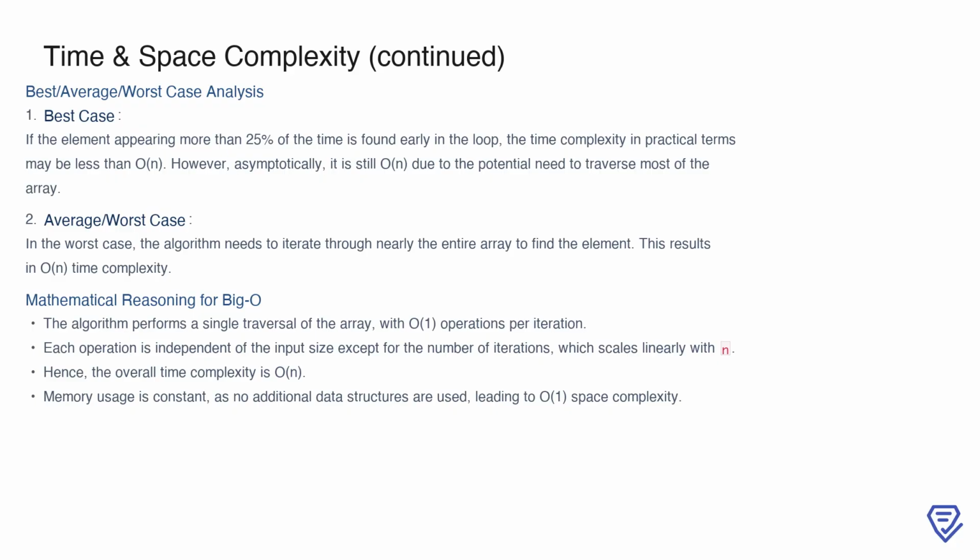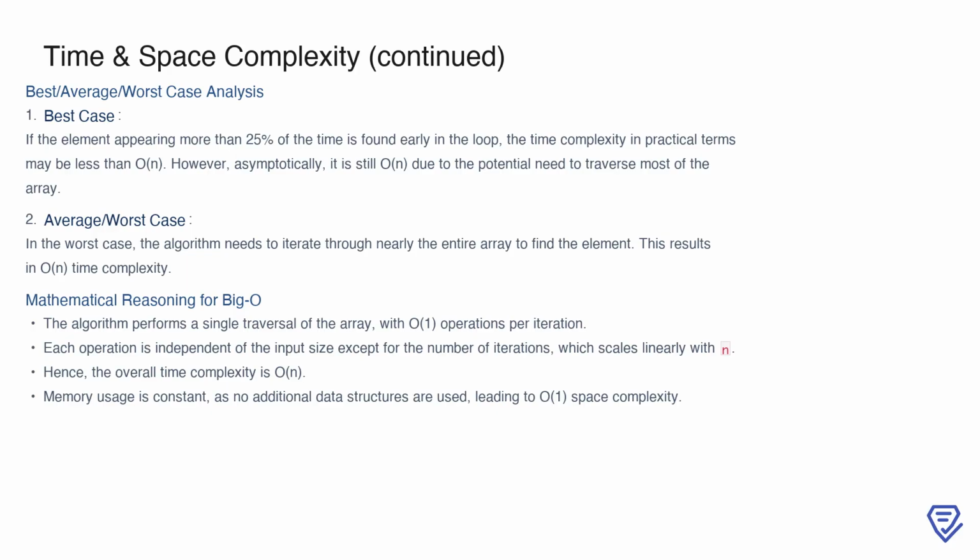Now, let's break the algorithm down into its best, average, and worst-case scenarios. In the best case, the element that appears more than 25% of the time is found early in the loop. Practically, this could mean less time spent iterating through the array, but asymptotically, the time complexity remains O(n), because the loop structure assumes the potential need to traverse a significant portion of the array. For the average and worst cases, the algorithm may need to iterate through almost the entire array to find the required element, which firmly results in O(n) time complexity.